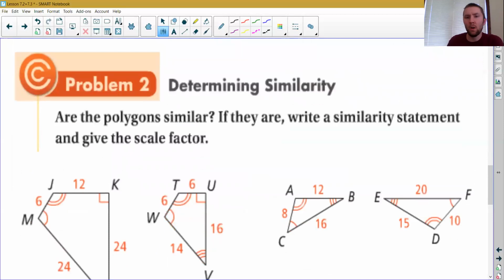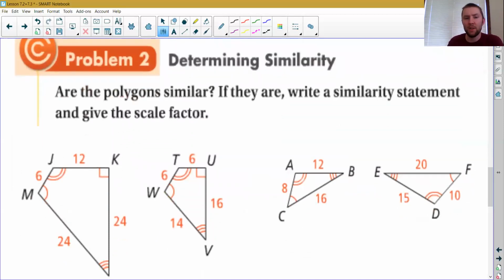A big part of your homework tonight and the practice that you're going to do is determining if shapes are similar. And if they are, I'm going to ask you to write a similarity statement for them and give a scale factor, okay? So the first question is just going to be yes or no, and if it's yes, you're going to have a little more work to do.